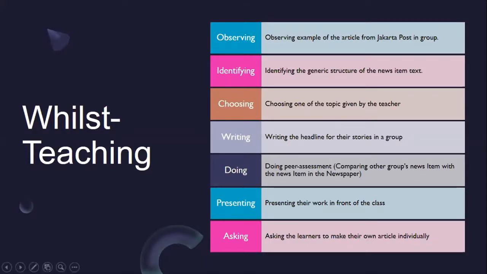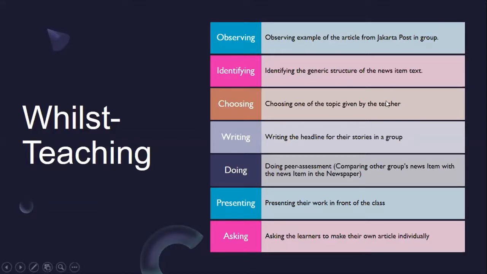I think all of the teachers know about the generic structure of the news item text. The generic structure here, first is newsworthy event, and then the second is background event. The background event consists of 5 W and 1 H. And the last is the sources. The sources can be the police, for example, or the person who got the accident and so on. And the generic structure here is very important to know because the students can write smoothly.